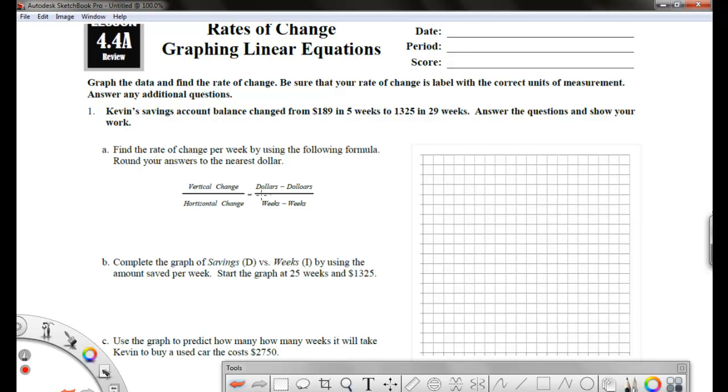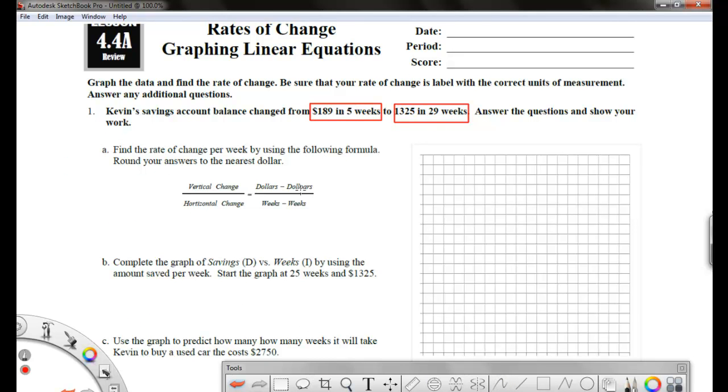So we're going to be doing this by subtraction rather than by counting the vertical and horizontal distance. So dollars minus dollars, and then weeks minus weeks. If we come up here to the top, we can see that $189 in 5 weeks is one ordered pair. The other ordered pair is $1,325 in 29 weeks. So those are the things that we have to use here.